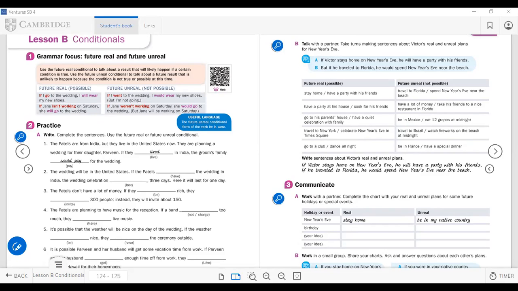Okay, so this is what I wanted to share with you in this video, how to use Burlington to support Ventures. I hope it was a little bit helpful. If you have questions about it, please let me know. I can be contacted all the time by email.